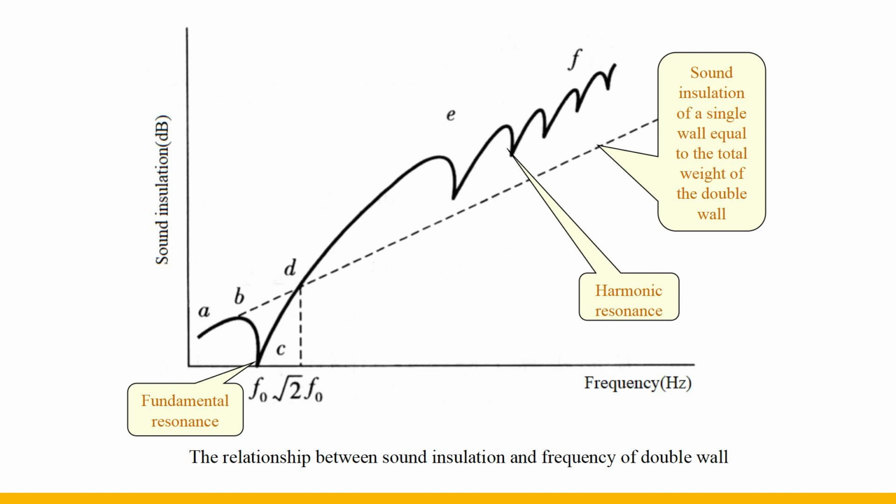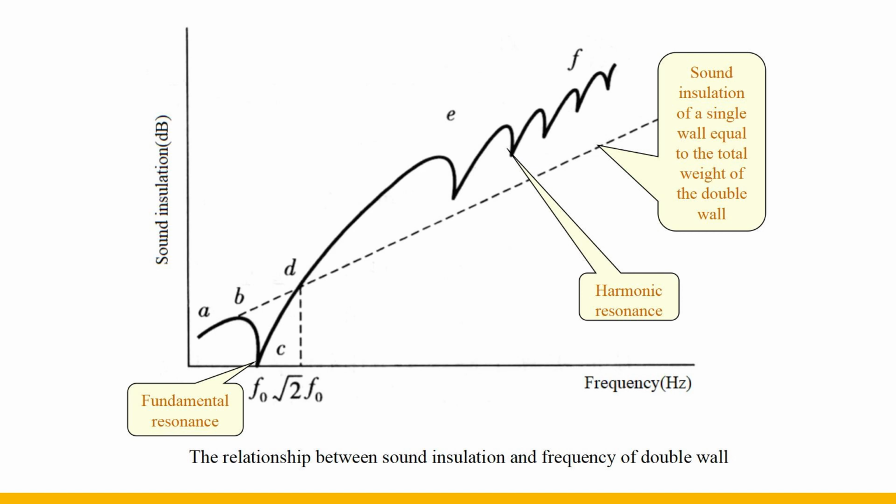The airspace and the double wall form a vibrating system. When the frequency of the incident sound wave is the same as the natural frequency of the vibrating system, resonance occurs, resulting in a significant increase in the transmission of acoustic energy. Therefore, F should be made larger than the product of F0 and the square root of 2.